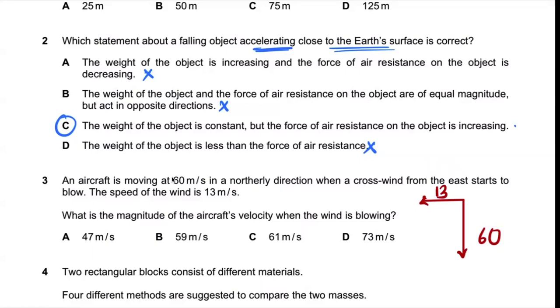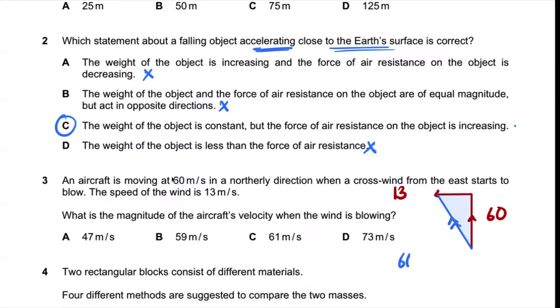Oh, sorry, I made a mistake. It's 60 in a north direction. And there is this wind from the east which blows. So this is 13. And this is 60. And the resultant velocity is really going to be this, the straight line, the magnitude of which we need to calculate.